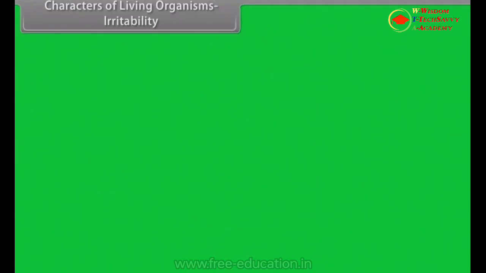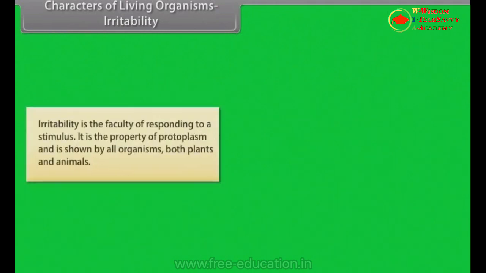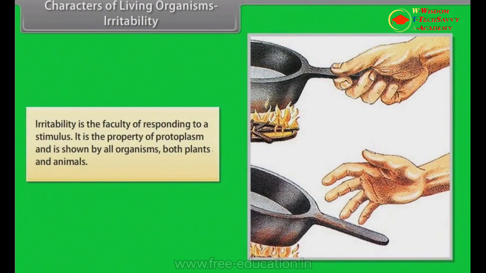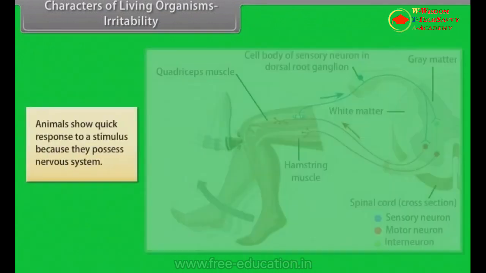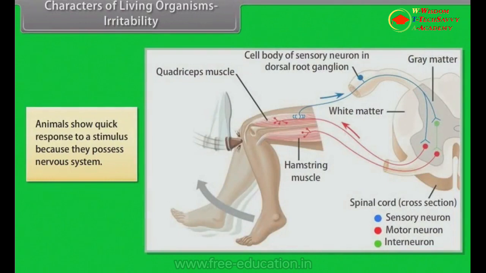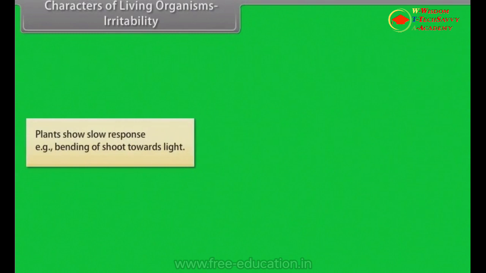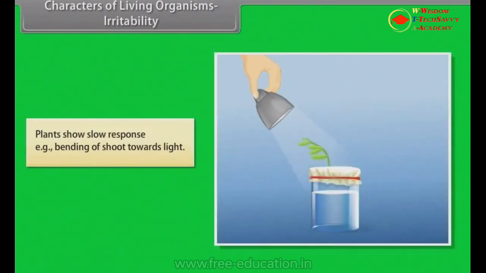Characters of living organisms. Irritability. Irritability is the faculty of responding to a stimulus. It is the property of protoplasm and is shown by all organisms, both plants and animals. Animals show quick response to a stimulus because they possess nervous system. Plants show slow response. Example, bending of shoot towards light.